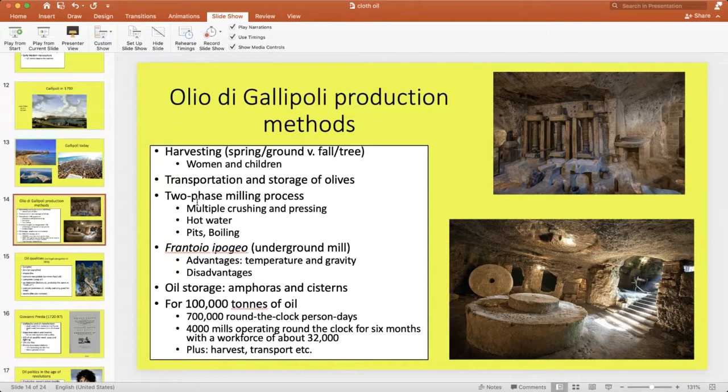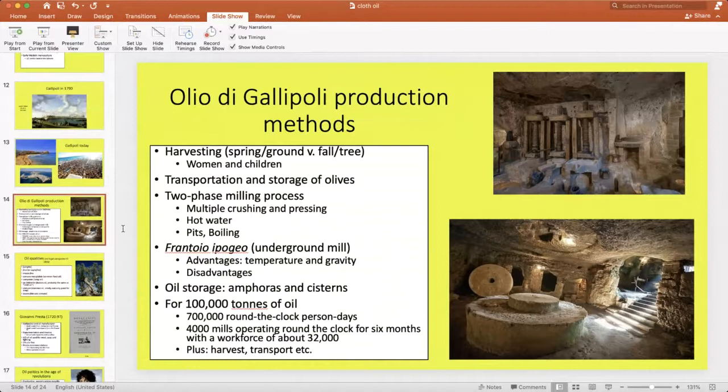I showed you Gallipoli below, before. The town of Gallipoli, many of the warehouses had also in that soft stone cisterns dug out underneath where they would keep the oil, where it would settle. The sediment would settle out of it, and it would become that brilliant oil that was much prized.